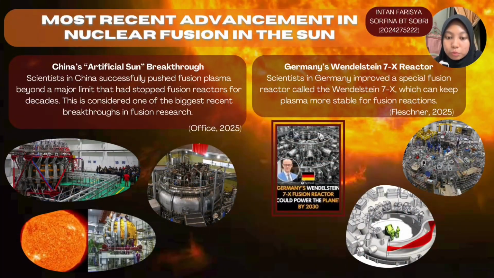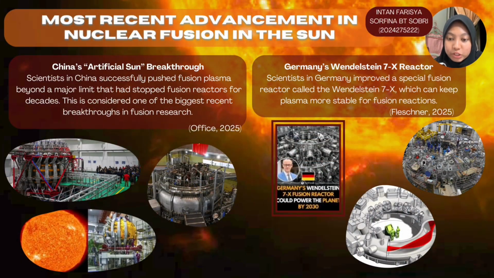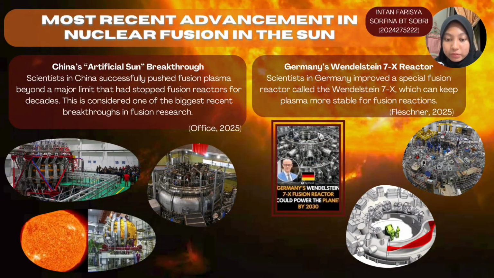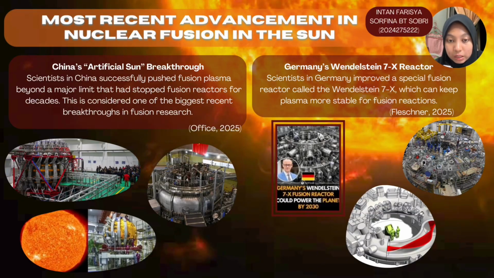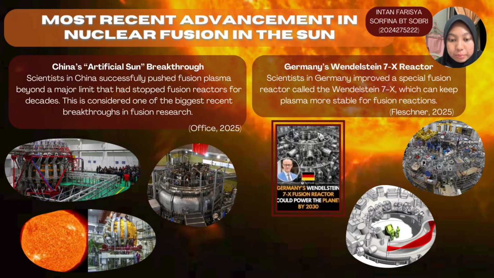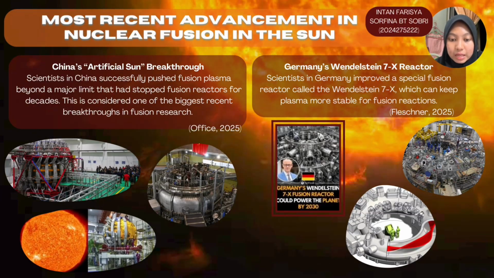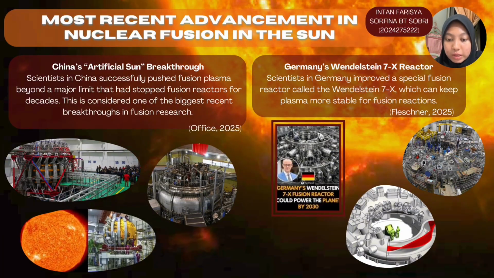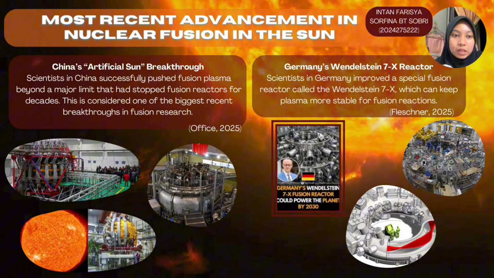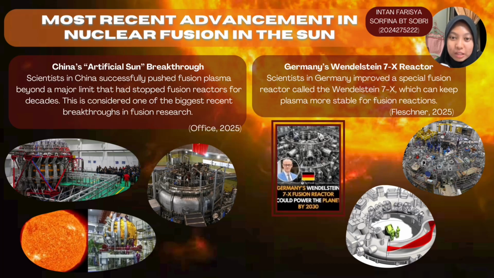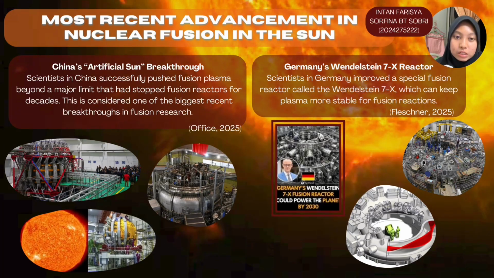So these are two recent advancements in nuclear fusion. First, China's artificial sun breakthrough. Scientists in China successfully pushed fusion plasma beyond a major limit that has stopped fusion reactors for decades. This is considered one of the biggest recent breakthroughs in fusion research. China achieved a major breakthrough in fusion stability. They managed to keep plasma stable for a longer time than before.